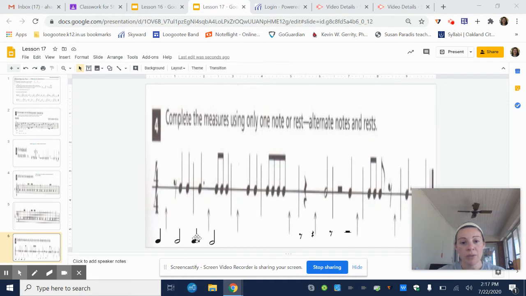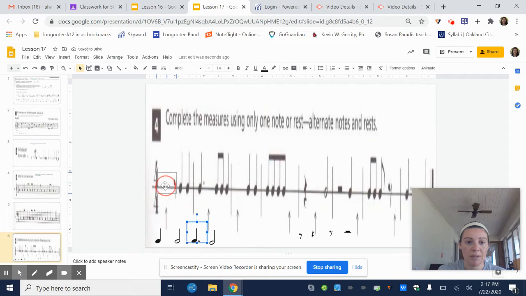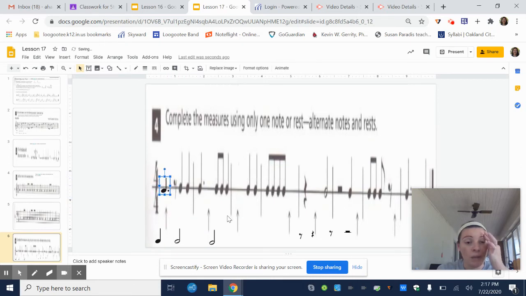So our dotted quarter note is 1.5 beats, and we're just going to click and drag that over here. That's an empty text box, not that one. Let's try this one. Here we go. Okay, so that's how we do that measure. Let's look at the next one.